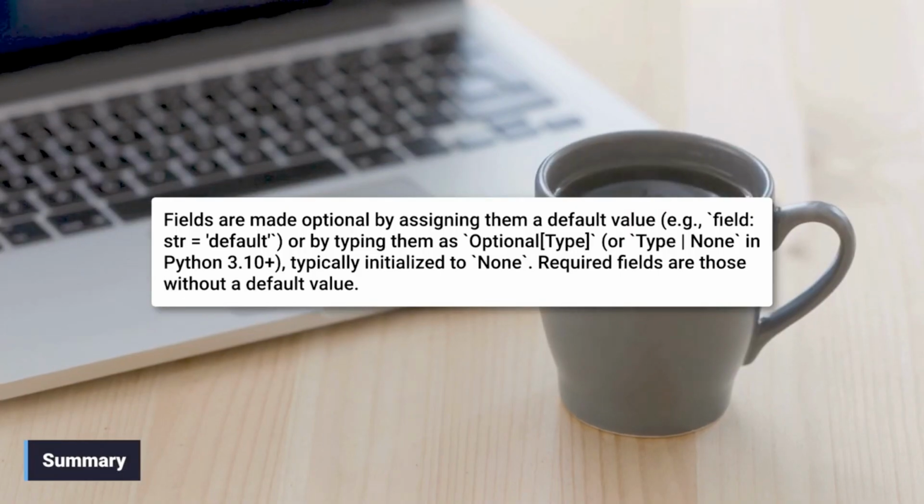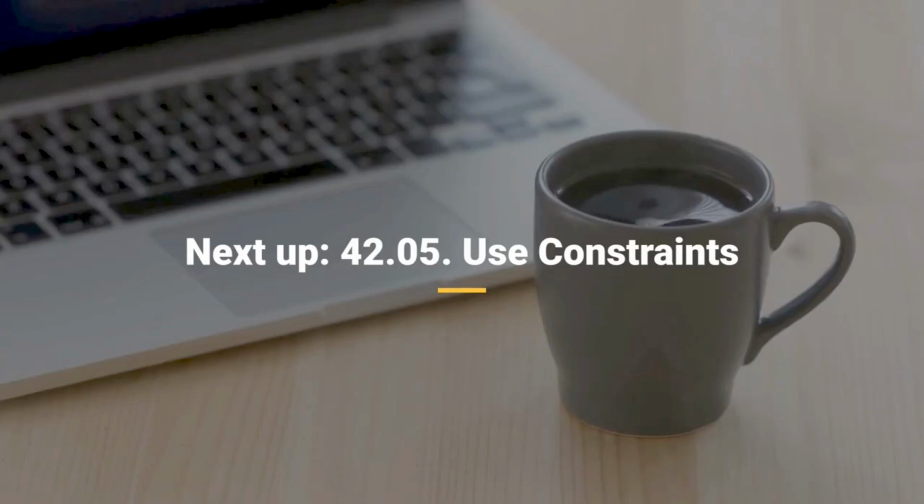To summarize, optional fields are essential for handling flexible or incomplete data structures. Our next lecture, 42.05, Use constraints. See you there.